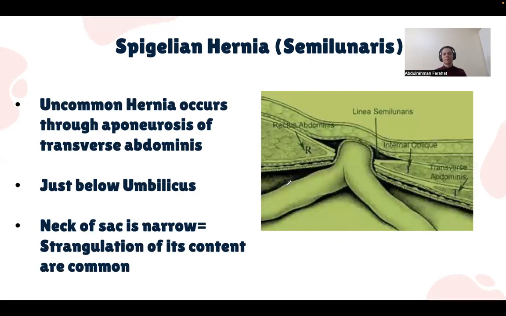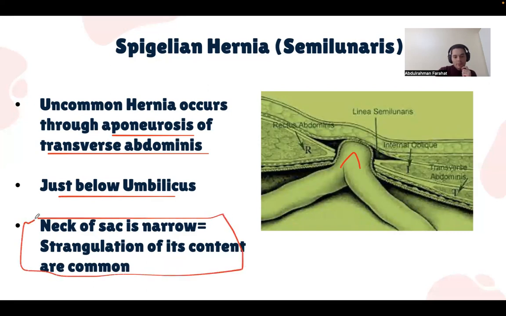Again, it's an uncommon hernia, occurs through the aponeurosis of the transverse abdominis. We already said the aponeurosis of the transverse abdominis, so you see this visual representation: rectus abdominis, transverse abdominis, and the protrusion is in the linea semilunaris. It's just below the umbilicus. And a characteristic thing is the neck of the sac is narrow. So remember when we spoke about the hernial sac, we said we'd have a body, which contains the peritoneum, and the neck of the hernia.